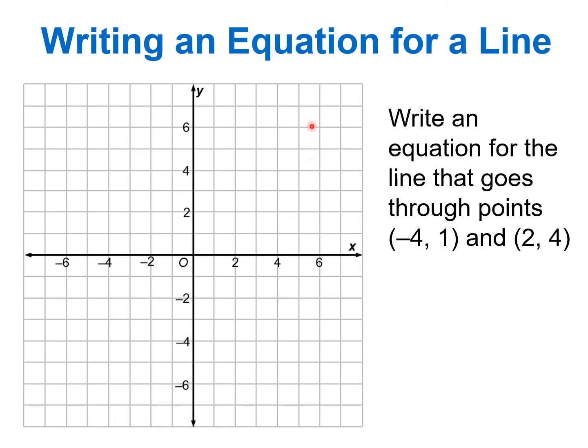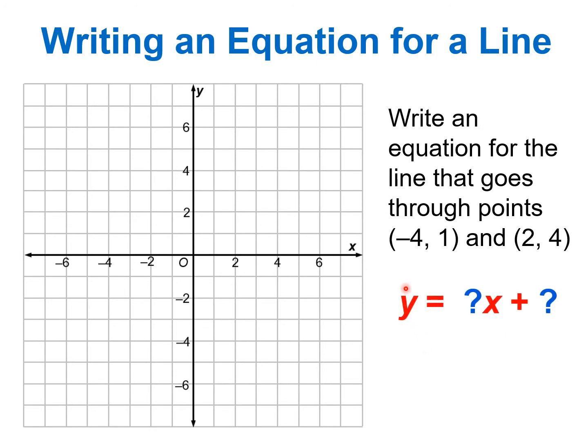So today we're going to be writing an equation for a line, but we're not going to be given the slope or the y-intercept. Instead, we're going to be given 2 points that are on the line. Here's my example. Write an equation for the line that goes through the points -4, 1 and 2, 4. So again, we don't know the slope or the y-intercept.